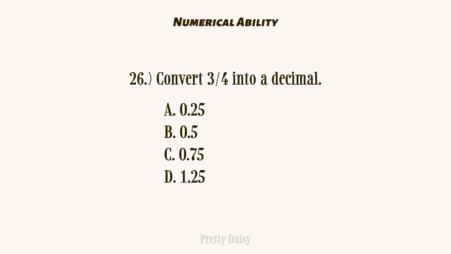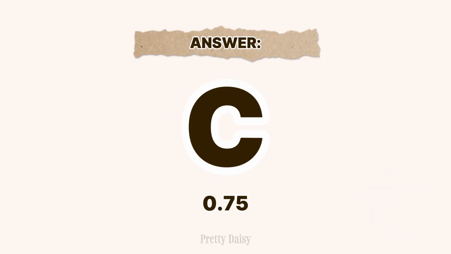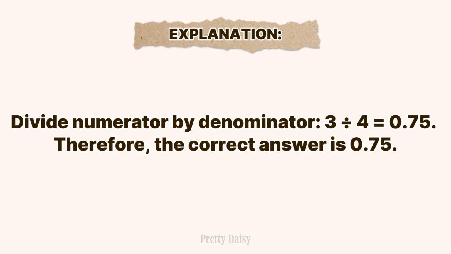26. Convert 3/4 into a decimal. A. 0.25. B. 0.5. C. 0.75. D. 1.25. Answer: C. 0.75. Step 1. To convert a fraction into a decimal, divide the numerator by the denominator. Step 2. 3 divided by 4 equals 0.75. Therefore, the correct answer is 0.75.